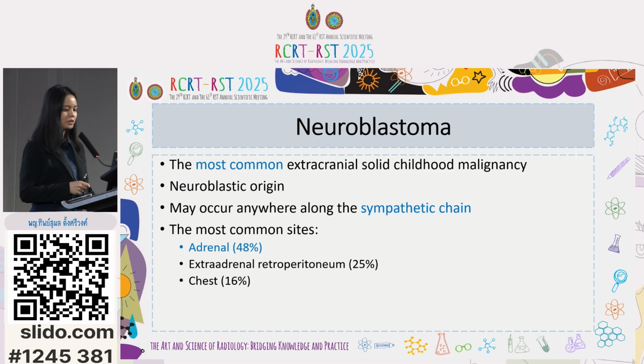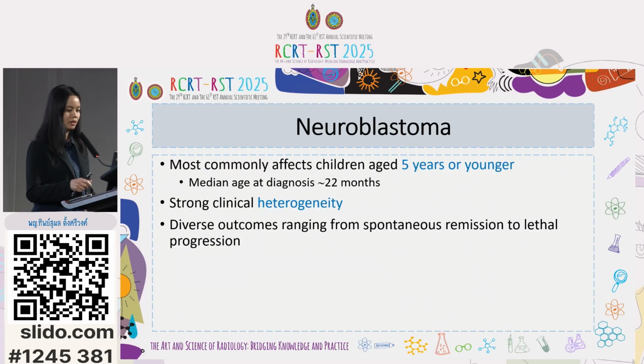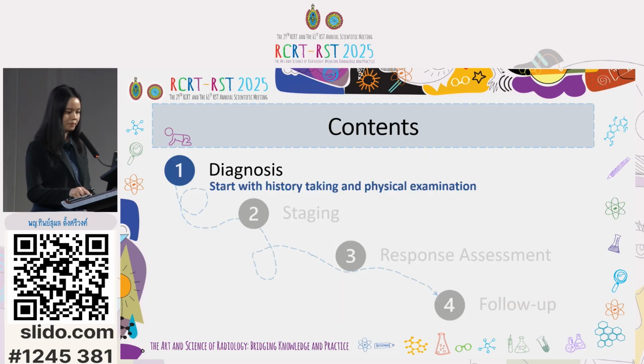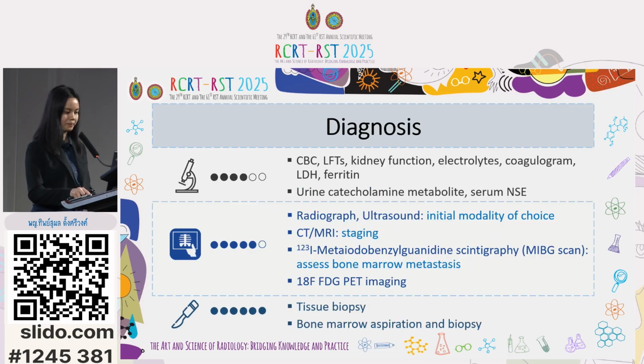So, the tumor can develop anywhere along the sympathetic chain, but most cases are found in the adrenal glands, followed by retroperitoneum and the chest. About 90% of neuroblastoma occur in children aged 5 years or younger, and clinical presentation can vary from spontaneous remission to aggressive progression. Now, let's talk about how the diagnosis of neuroblastoma is made.